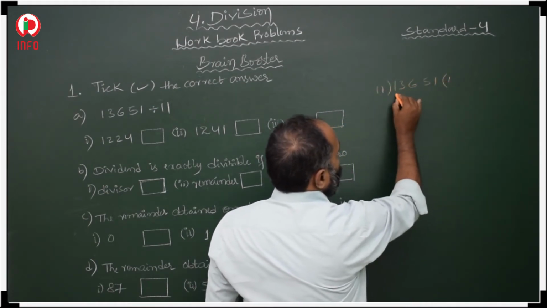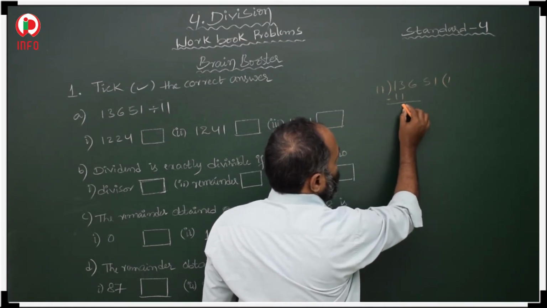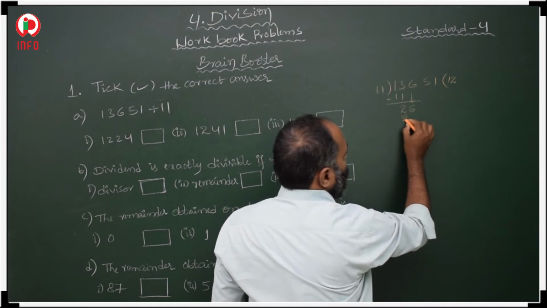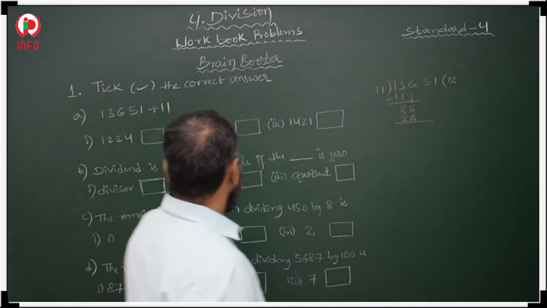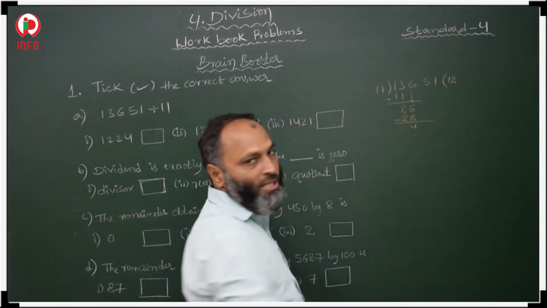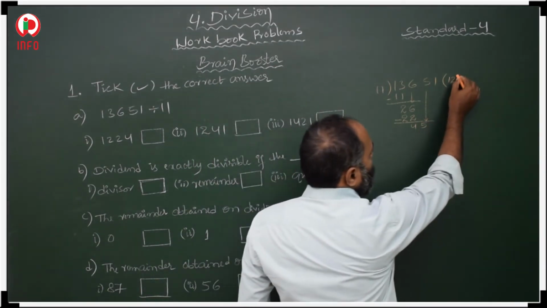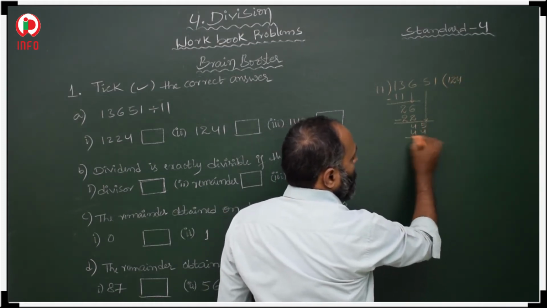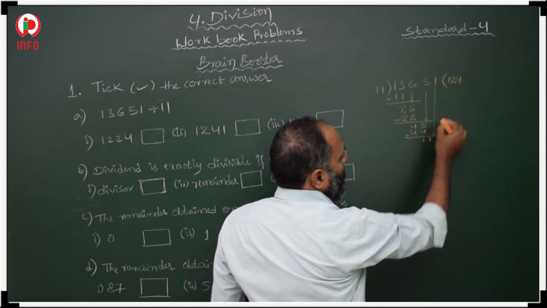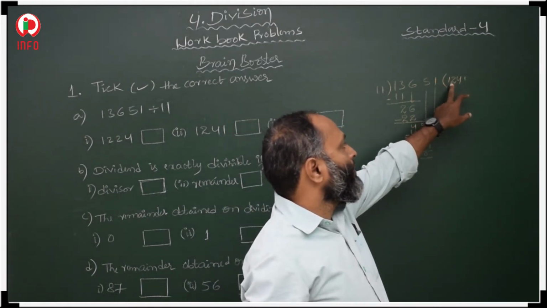11 ones are 11. Then if you do minus, 3 minus 1 is 2. And then after that 6. 11 twos are 22. Then minus, 6 minus 2 is 4. 2 minus 2 is 0. No need to take that 0. Again this 5. 11 fours are 44. Minus, 1 is left. And again this one. 11 ones are 11. What is our answer? 1241.